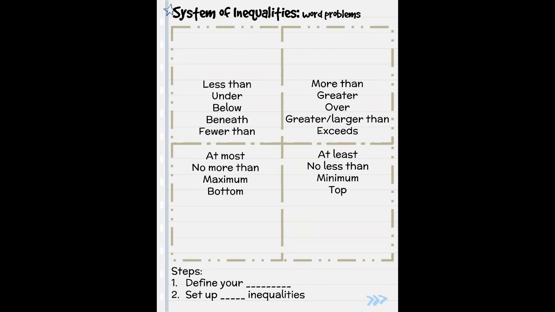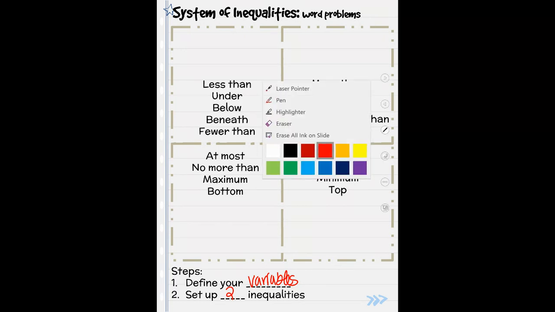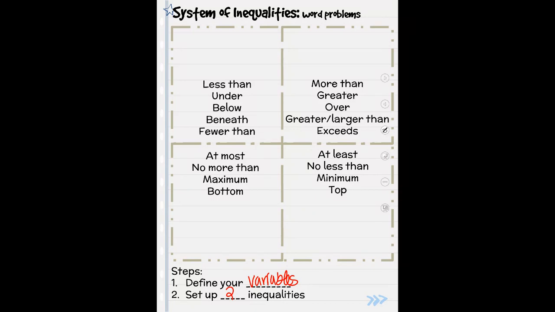It's going to be exactly the same as the word problems for systems of equations. So you're going to define your variables, and then you're also going to set up two inequalities. Same steps, but this time we're going to have these kinds of words in our word problem. So if you see the words less than, under, below, beneath, fewer, you are looking at the less than inequality.